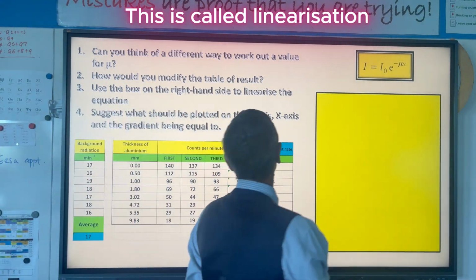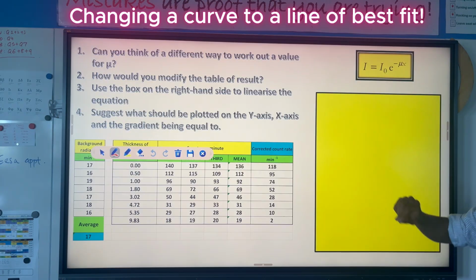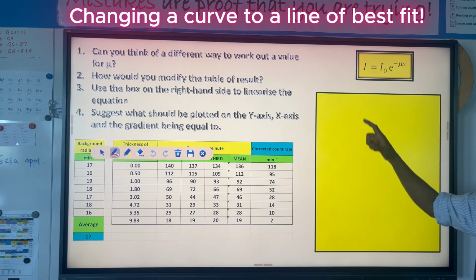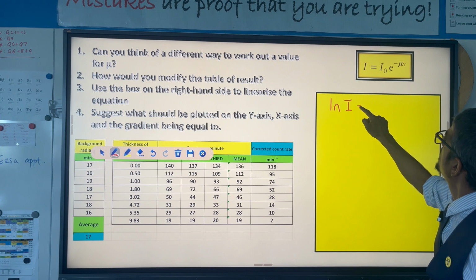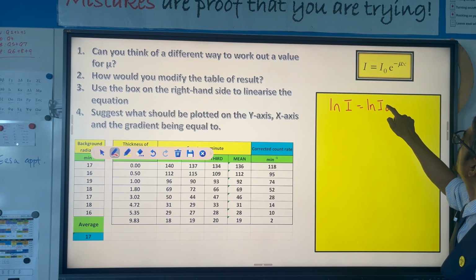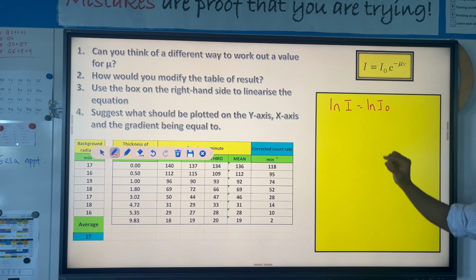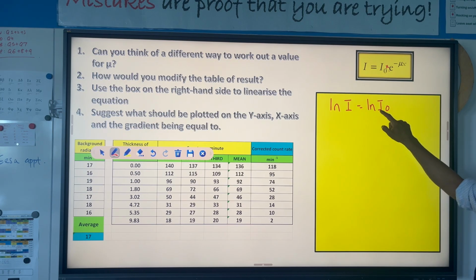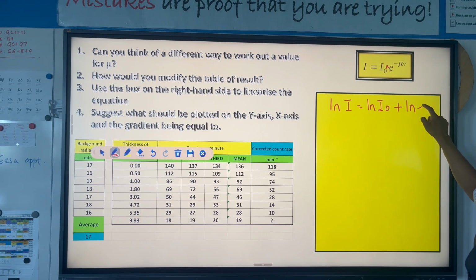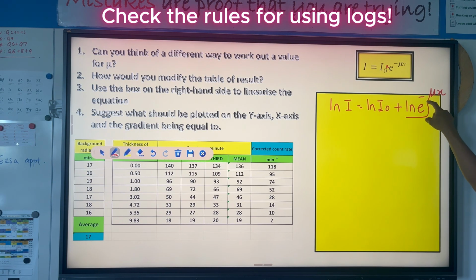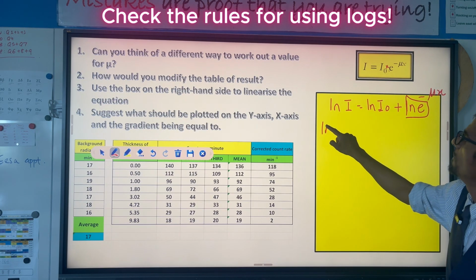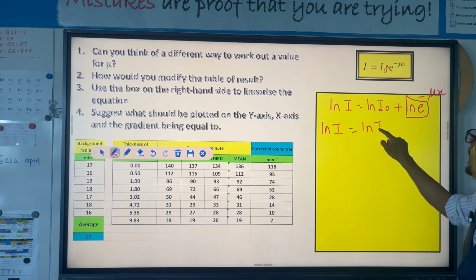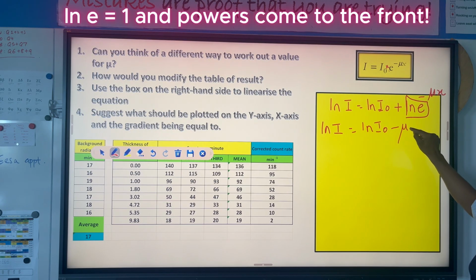Okay. So the new method here is using log. Log to the base of e becomes ln. ln I is equal to ln I naught, and when we apply logs and they are multiplied, there's a little multiplication here that you can't see, when you change them to logs, it's added. So that becomes ln e to the minus mu x. We also know that ln e is 1, and you bring the power to the front. So ln I is equal to ln I naught, the power comes to the front, so that becomes minus mu x multiplied by ln e, which is just 1.